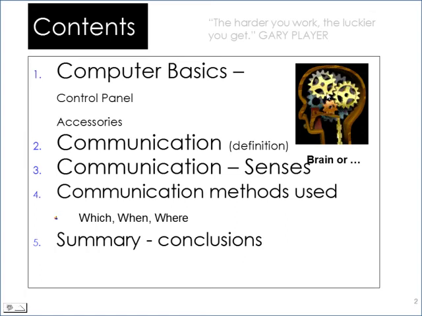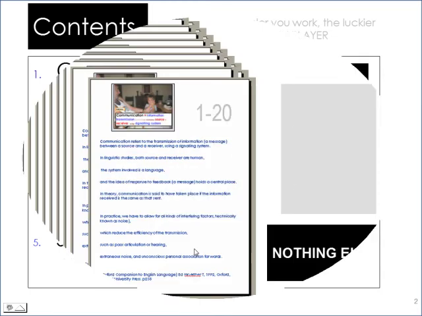The brain. In the computer, the CPU is seen as the brain. Alright, I'm going to look at computer basics. I'm going to look at the control panel. I'm going to look at accessories, and then communication sensors, and then communication methods used, which, when, where, and then summary and conclusion.